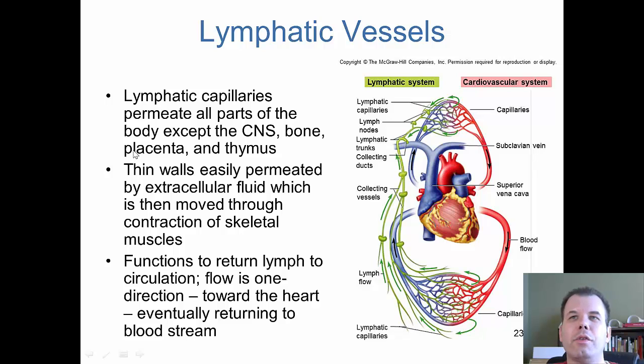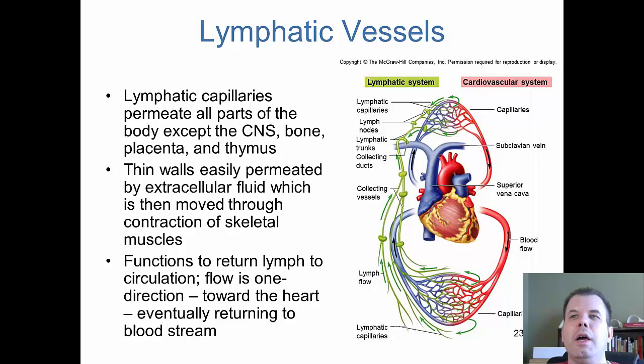Okay, so lymphatic vessels are capillaries that permeate all parts of the body except the central nervous system. However, that's not true. They are actually finding lymphatic vessels in the brain as well. So this is old research. The new stuff that just came out last year shows that we actually have lymph vessels in our brain. Okay, bone, placenta, and thymus. It has thin walls that can be permeated by extracellular fluid, so the fluid can come into these vessels. Okay, and again, the function is to get the lymph back into circulation. Any fluid that leaks out has to get back into circulation somehow, and these vessels allow it to go back into the system.